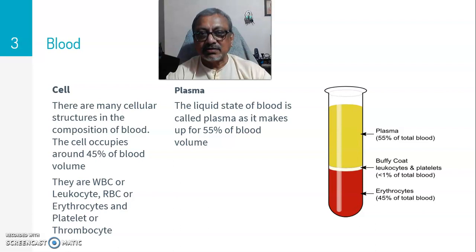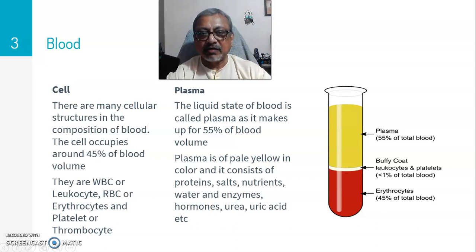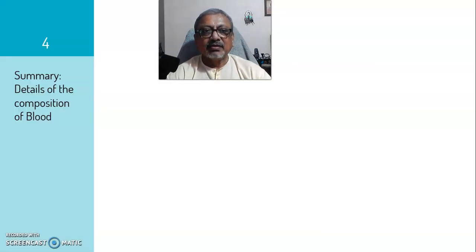Now a liquid that is known as plasma will be there in the upper portion of the test tube, and that occupies around 55% of the volume. It is pale yellow in color and consists of protein, salt, nutrients, water, enzyme, hormone, urea and uric acid, etc.